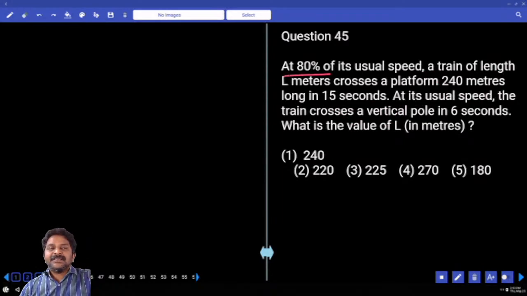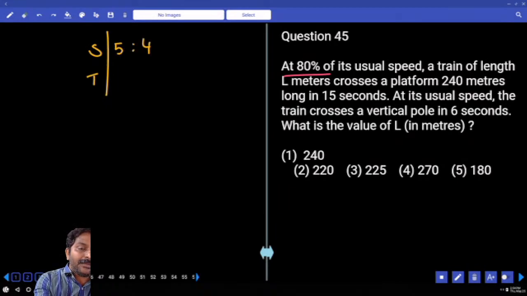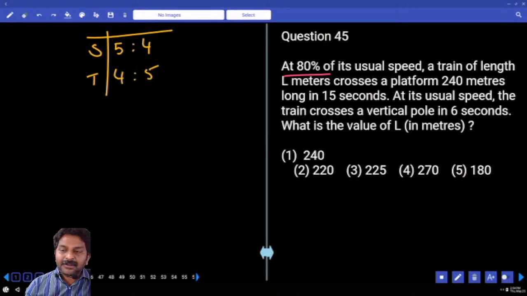In the first case, it is traveling with what speed? 80%, in the sense that if the original speed was 100%, now the speed is 80%. Both are in the ratio. So if the speed ratio is 5:4, the time ratio becomes 4:5.